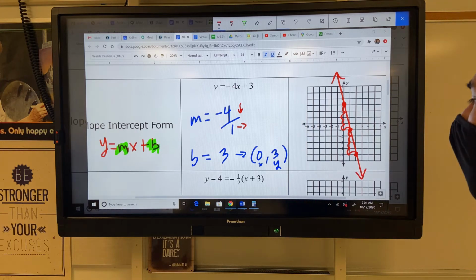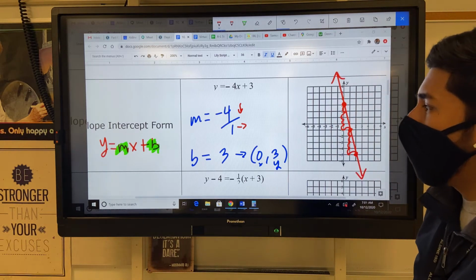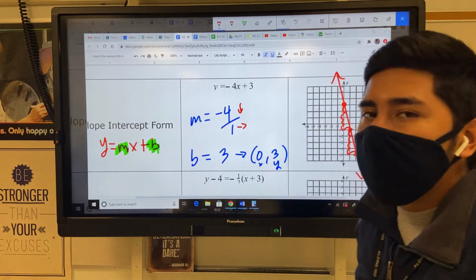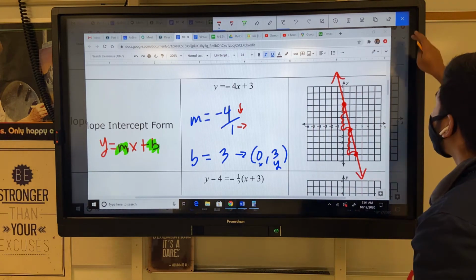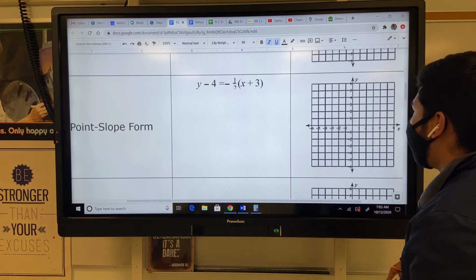Slope-intercept form is probably the easiest one. So just make sure you know how to convert to slope-intercept form. Next one, point-slope form.